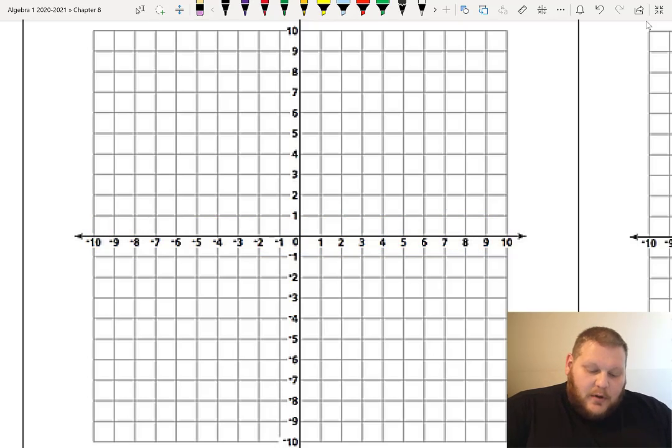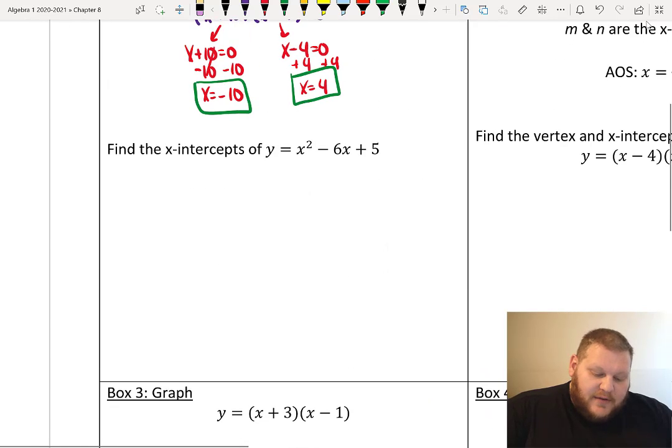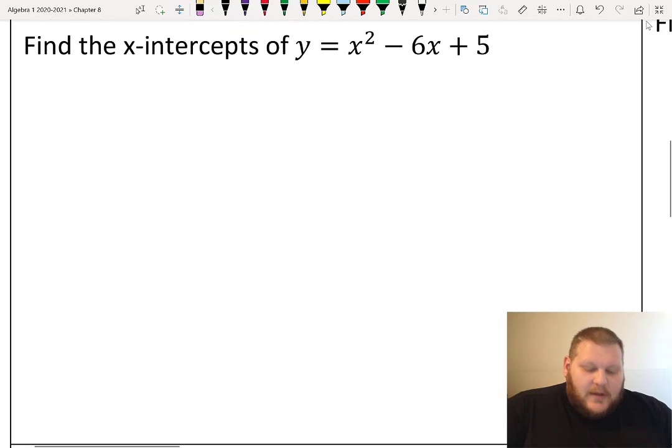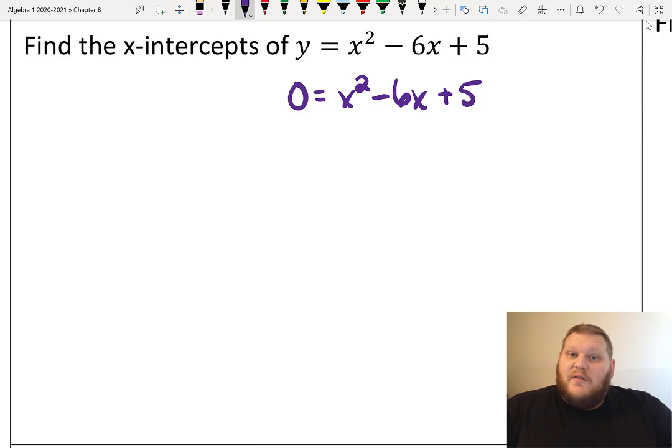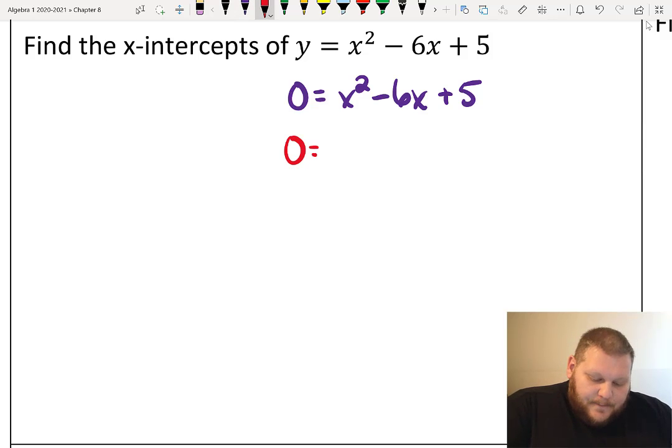Just like I did back when we were working with linear equations, when we were trying to find our y-intercept, we let x be 0 and then solve for y. So we can do the same thing here. Our first step for finding the x-intercepts of an equation, we're going to replace my y value with 0, which gives me 0 equals x squared minus 6x plus 5. And now we have an equation very similar to the one we just did up above. I can go ahead and factor out my right side here.